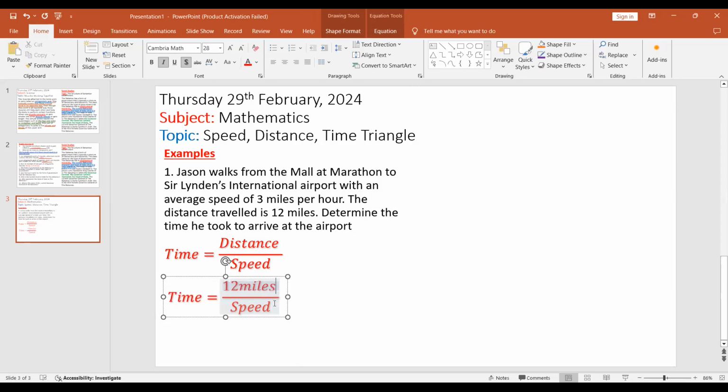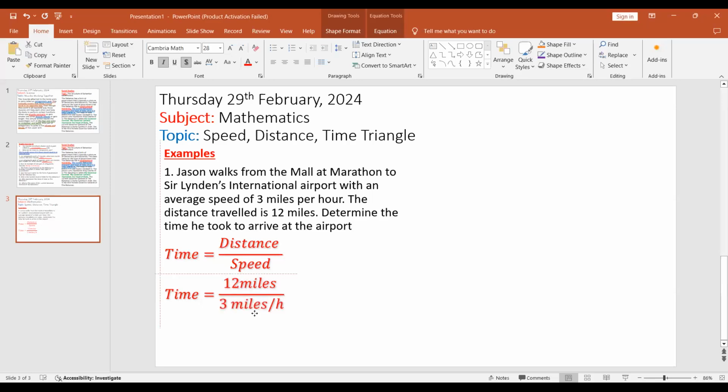And what is the speed that he was on when he was getting to that destination? 3 miles per hour. Remember, units are very important. So it's going to be 3 miles per hour.